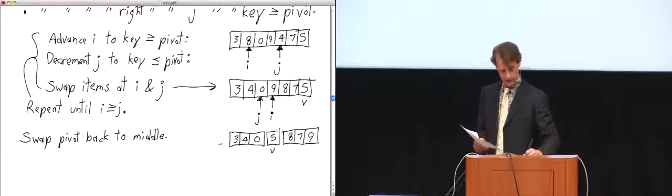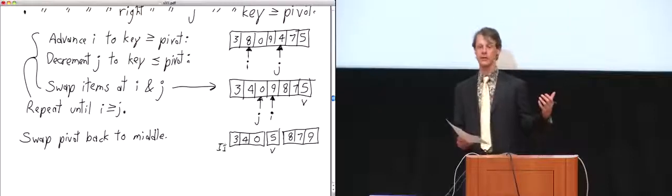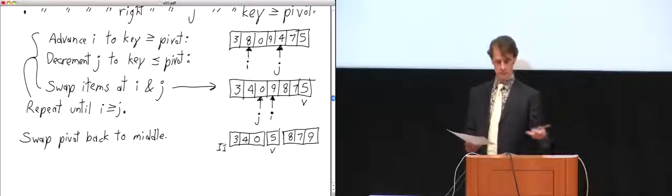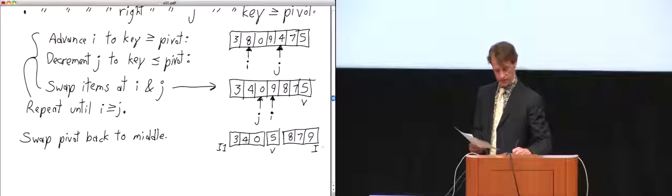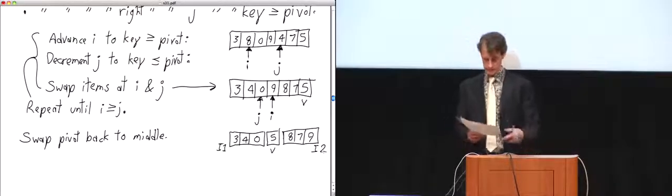And now I have an unsorted array I1 that is keys less than or equal to the pivot. I will sort that recursively. I have an unsorted array I2 that is keys greater than or equal to the pivot. I will sort that recursively.